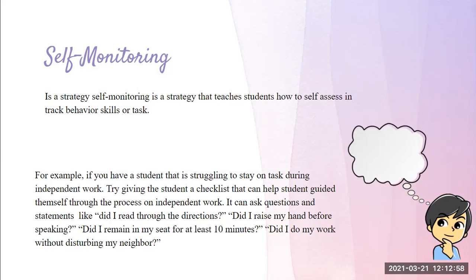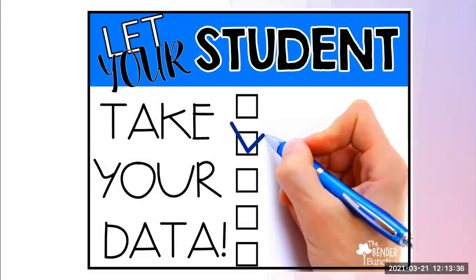So, for example, if you have a student that is struggling to stay on task during independent work, I would try giving the student a checklist that can help guide themselves through the process of independent work. Make sure it asks them questions like, did I read through my directions? Did I pay attention when the teacher was speaking? And they can learn to assess themselves. And from that point, you're putting the monitoring onto them and allowing them to see, okay, I might have not been paying attention, and they can mark that off and they can learn from it and do better.